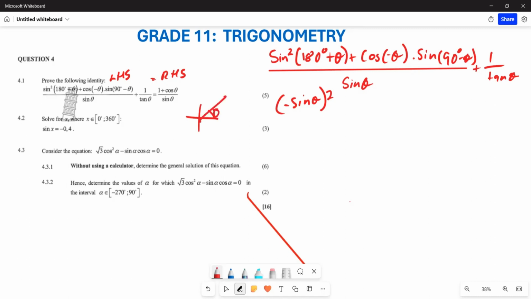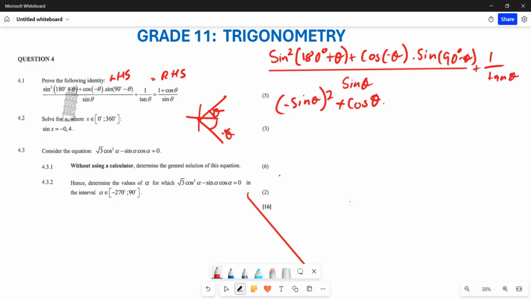Then, cos of negative theta. Remember we said when you move from here to here, this is your positive theta. When you move this side, moving clockwise, this is a negative theta, and your negative theta is found in the fourth quadrant. Cos of theta in the fourth quadrant is positive, so this is going to be positive cos of theta.